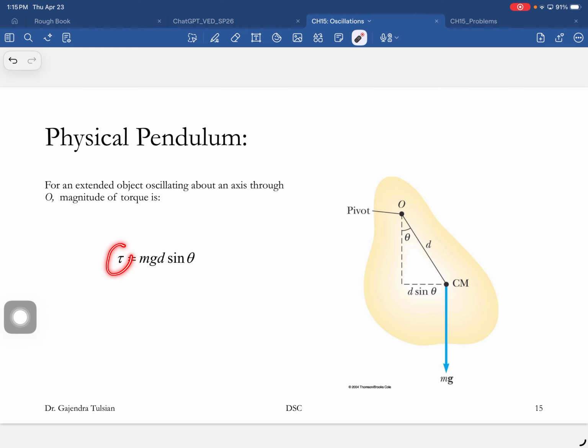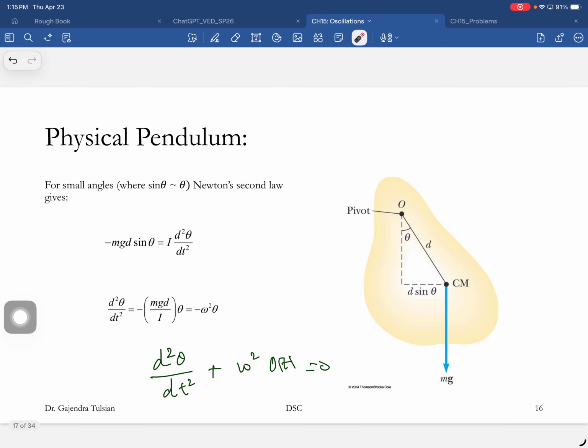So when will the restoring torque be 0? If you nail this at the center of mass, then d will be 0 and the restoring torque will be 0. And that's when it won't oscillate. And that makes sense.